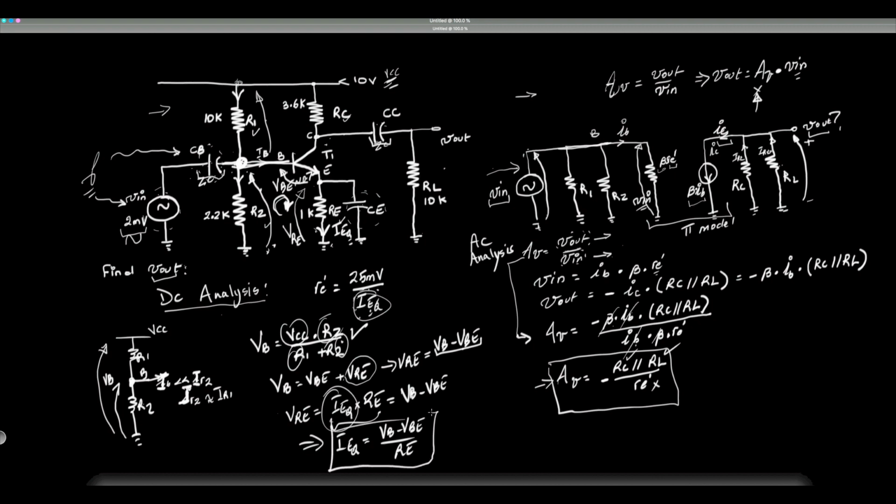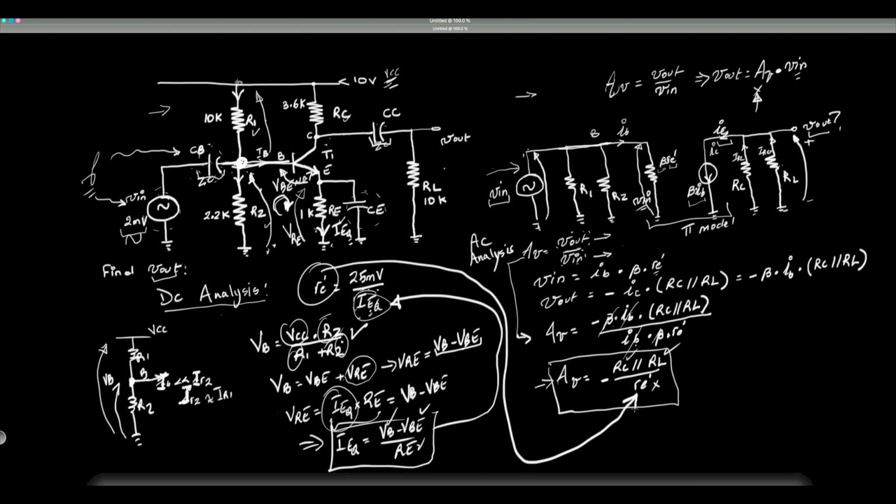Once I have that, because this is known, and this is known, I can go from there, plug it in here, find this, go back to here, and plug it in AV. Once we have that, then we can go right here, plug AV here, multiplied by VN, which we know is 2 millivolts, and you will get your V out.